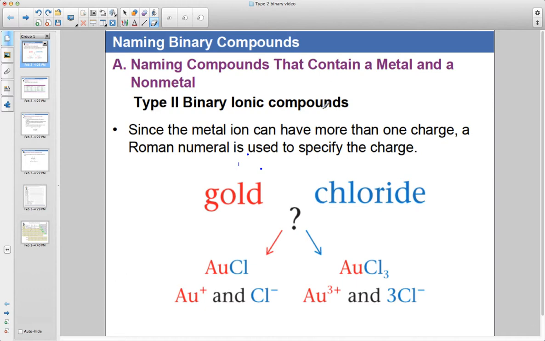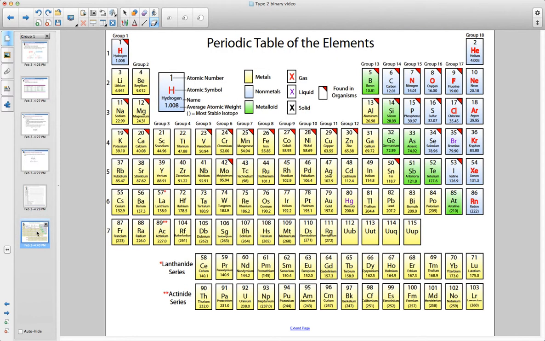Well, welcome back to type 2 binary ionic compounds. The last time we did this video, we were looking at type 1 binary compounds, and you may be asking yourself, well, what's the difference now? The difference is with the type 1, we were able to very clearly see the different oxidation numbers that were being used by these particular elements.